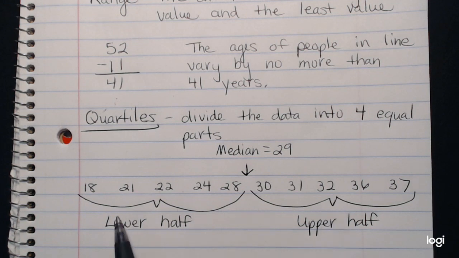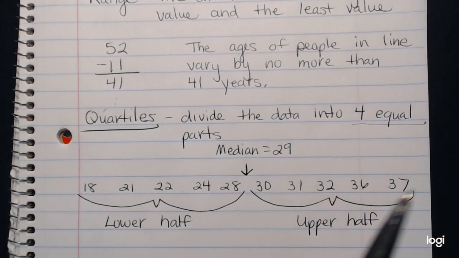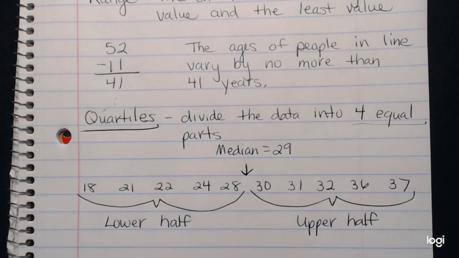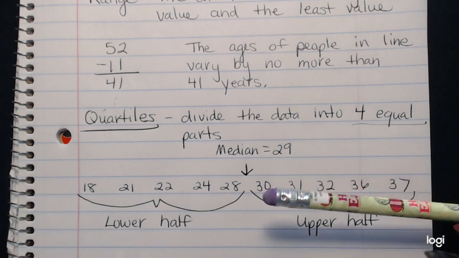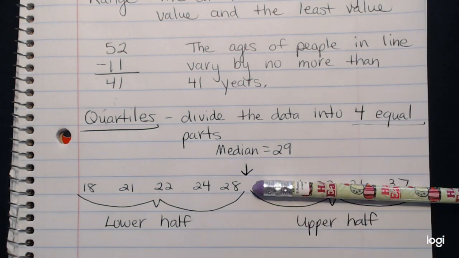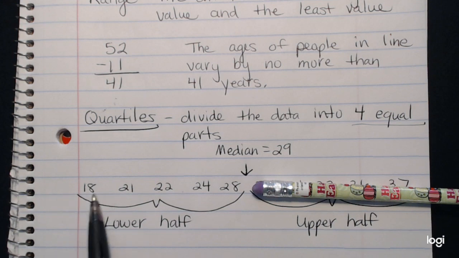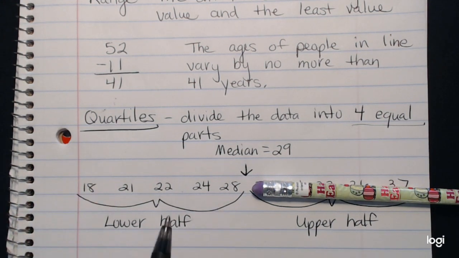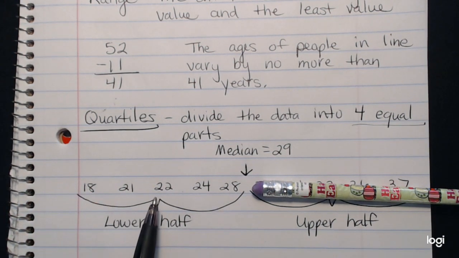Now, right now we only have 2 different pieces, and we said up here we need to make them into 4. So what we're going to do now is we're going to look at our lower half. I'm going to take this pencil and we'll just cross this off just to help us focus on what we need to. So I'm looking here at these numbers. Now I have to find the middle so I can cut it in half. There's 5 numbers, so I notice that my middle number is right here.